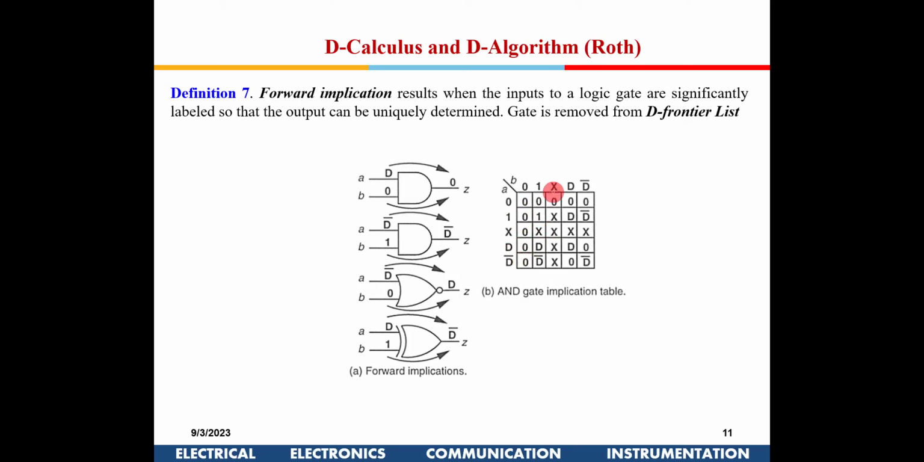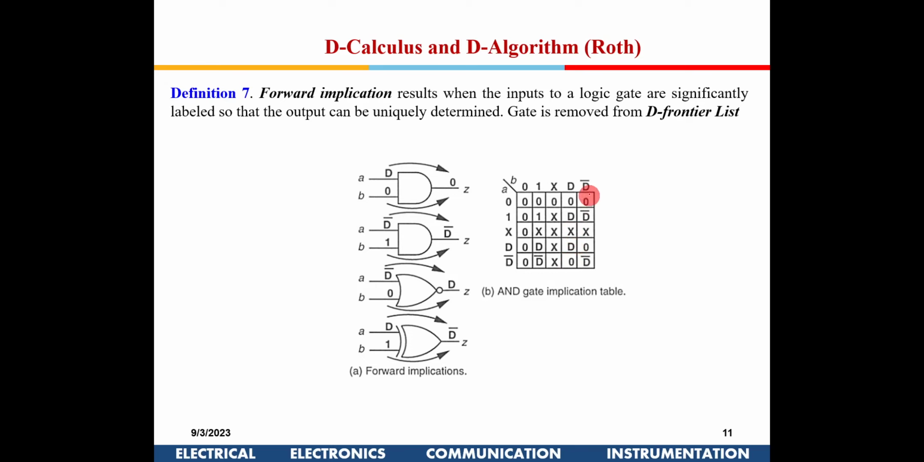And if one of the inputs is X, then if the other is a 0, it is going to be 0. For all other cases, it will be unknown. For D, like if it is 1, it gets passed as it is. If it is unknown, then we can't be sure whether it is D, because if it is 0, then the output goes to 0. If it is 1, then it is D. So we put it as an X. D with D gives me D. D with D bar gives me 0.